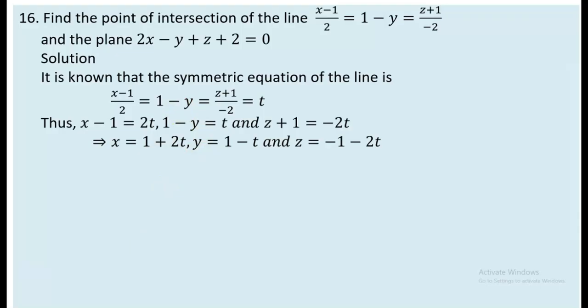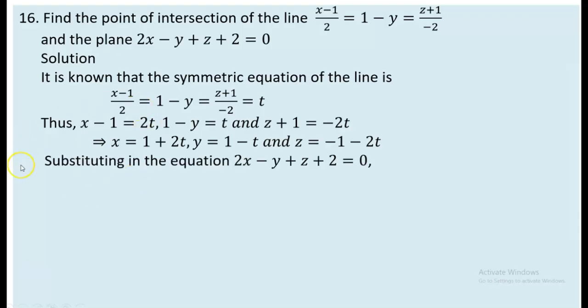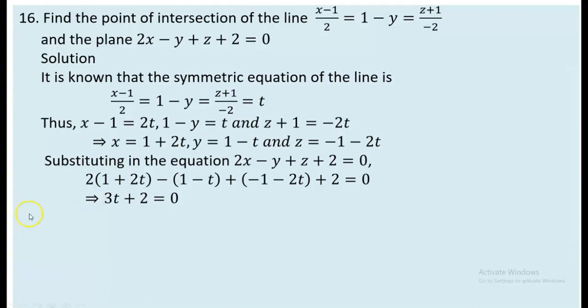So let's substitute the obtained x, y, z in the equation of the plane. Substituting this in the equation of the plane, 2x minus y plus z plus 2, we can have this one, students, because x is 1 plus 2t, so we can directly put that in x, and y is 1 minus t, so have minus in front, and then 1 minus t can be substituted, and in place of z you can take minus 1 minus 2t, plus 2 equals 0. As you see, the sum of this makes 3t plus 2. So when you solve for t, you are going to have minus 2 over 3.